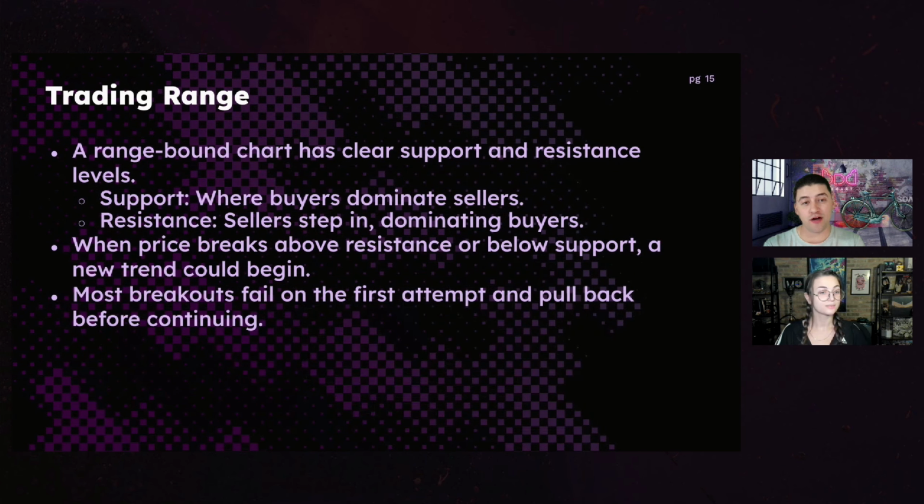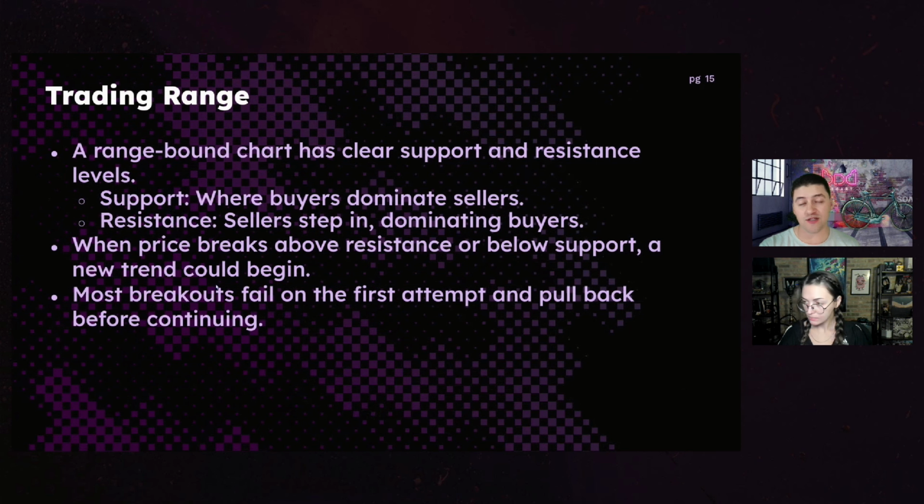The second one is a trading range. Basically, I think one of my favorites to use. A range-bound chart has clear support and resistance levels. For me, honestly, support and resistance, those are key. A support is where buyers dominate sellers, and a resistance is where sellers step in, dominating buyers. When a price breaks above resistance or below a support, a new trend could begin, and most breakouts fail on the first attempt and pull back before continuing.